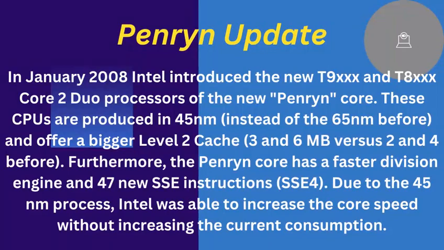Lastly, we have the Penryn update. In January 2008, Intel introduced the new T9XXX and T8XXX Core 2 Duo processors of the new Penryn core. These CPUs are produced in 45 nanometer instead of 65 nanometer and offer a bigger level 2 cache, 3 and 6 MB versus 2 and 4 before. Furthermore, the Penryn core has a faster division engine and 47 new SSE instructions, that is SSE4. Due to the 45 nanometer process, Intel was able to increase the core speed without increasing the current consumption.